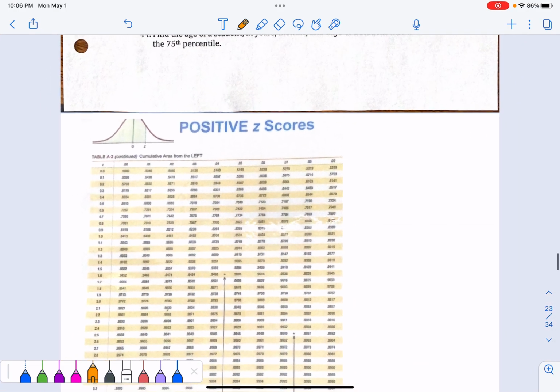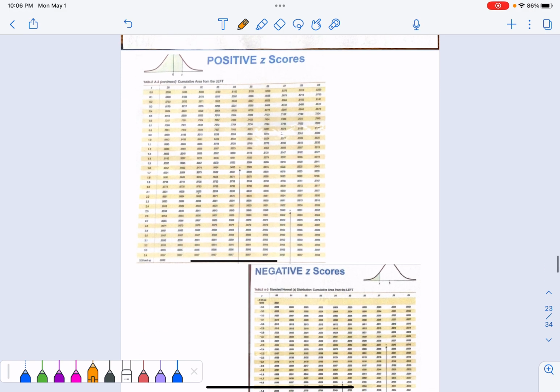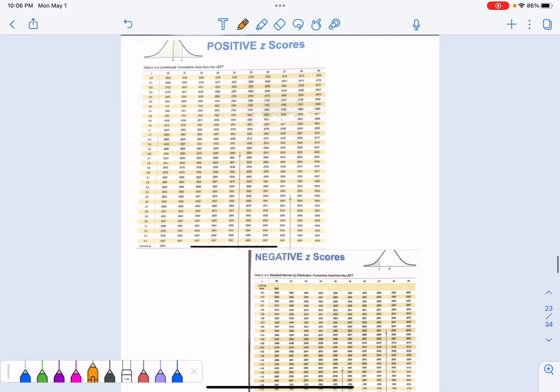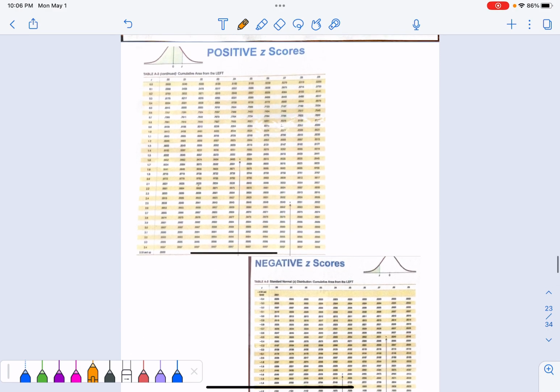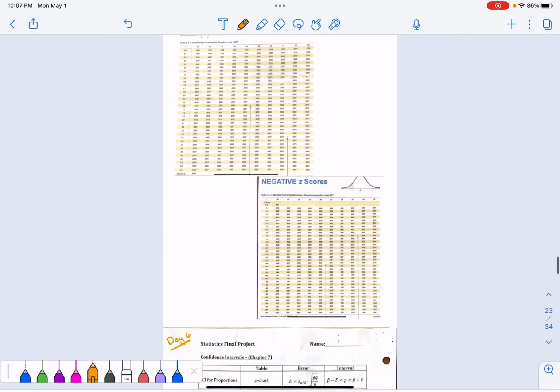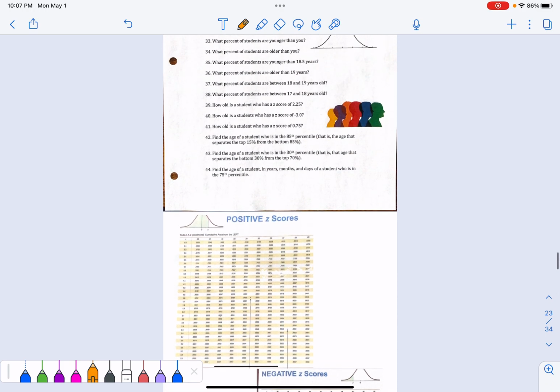Right here. Your positive and negative z-score table. It's a laminated sheet. Yours does not look like mine because I just screenshotted these and put these on here. But it should be one full page, front and back. This is the same paper, laminated. Positive z-scores on one side, negative z-scores on the other. Okay, so we're going to use that. Make sure you have it so you can look these up as we go through.